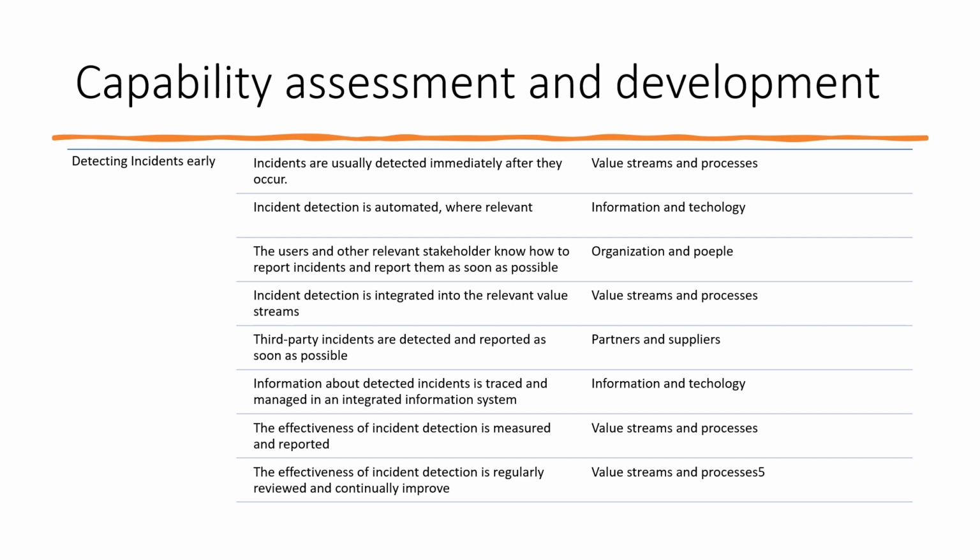Following capability assessment criterion we have is for the dimension information and technology. We have 2 criteria. Incident detection is automated where relevant. Information about detected incident is traced and managed in an integrated information system. And the last capability criteria is for the dimension partners and suppliers. Also, 1 criteria. Third-party incidents are detected and reported as soon as possible.